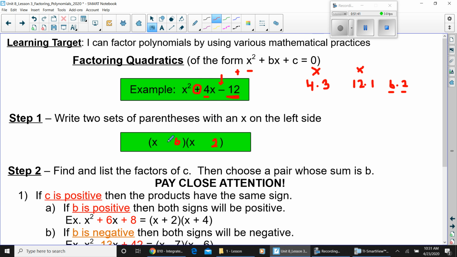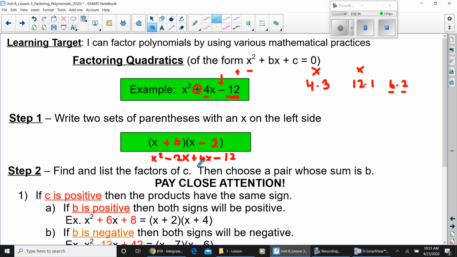So let's just take a look. If I put positive here and negative here, let's see what happens. 6 times negative 2 is negative 12. 6 minus 2 is 4. So let's take a look. x times x is x squared. Let's see if we're right. x times negative 2 is negative 2x. 6 times x is 6x. And 6 times negative 2 is negative 12.